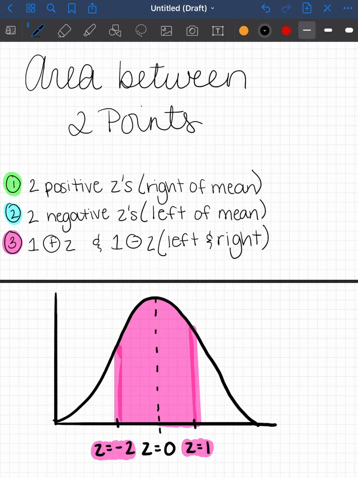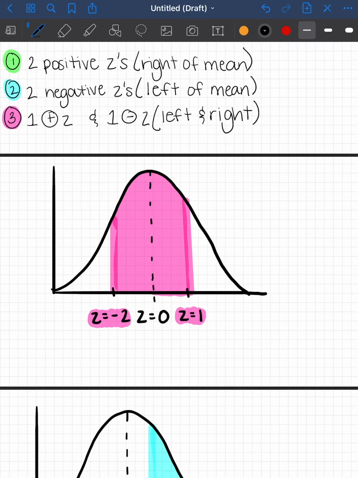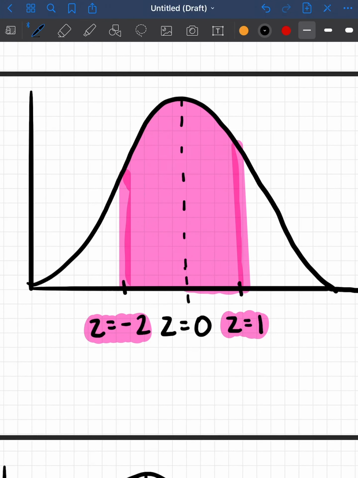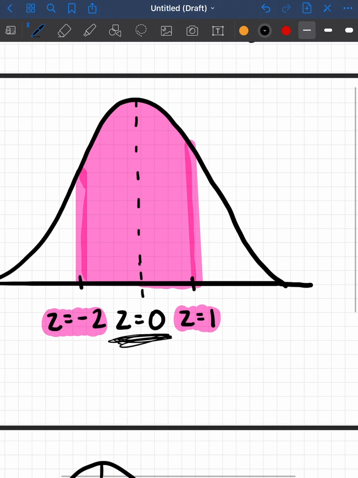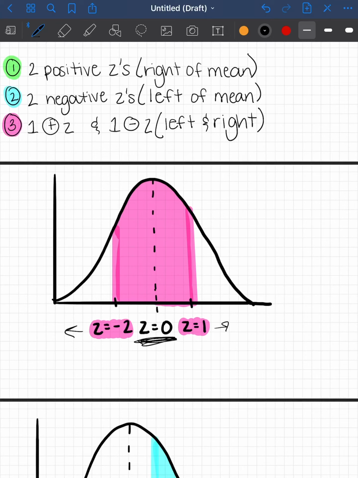So that is going to be the first situation we're going to discuss, when there's one on the negative side and one on the positive side. The z-scores I've selected for this are -2 and 1. Keep in mind that this is not drawn to scale, but that the mean always has a z-score of 0. So I put 0 in the middle. The positive one went to the right of the mean, and the negative one went to the left of the mean. So remember the area equals probability, and we can find area on our z-table.